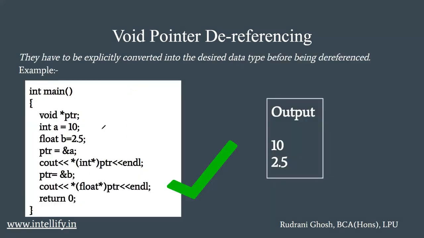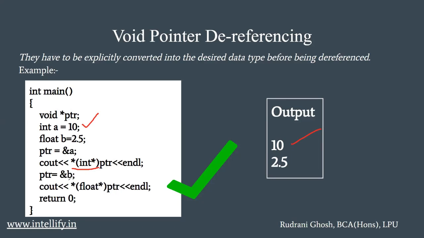In the function main, we take a void pointer ptr, then we take an integer variable a with value 10, then we take a float variable b, which has value 2.5. Then we store the address of a in ptr. Here in this case, we have mentioned the type int. So when the pointer points to an int, and we know the pointer is pointing towards a, which matches with int, it will print 10. So the first output is 10.